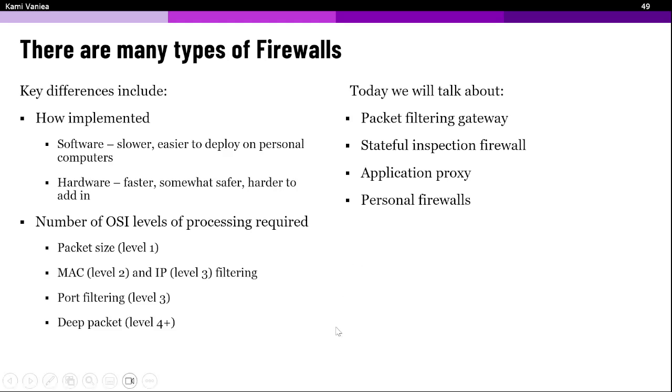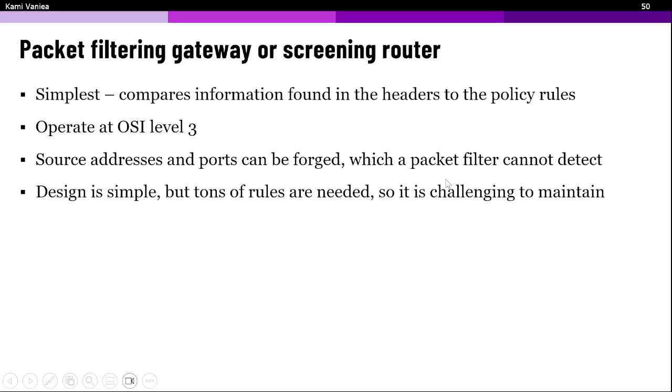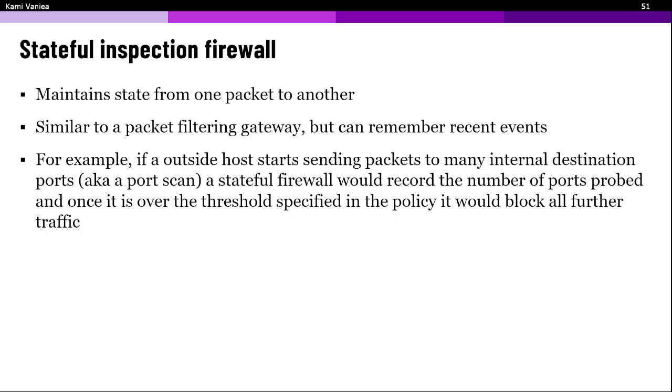And this is why we have a whole pile of these. We have packet filtering gateways, we have stateful inspection, we have application, and we have personal firewalls. So a packet filtering gateway is the simplest. It's operating around OSI level 3. It just looks at the source destination. It looks a lot like that table I just showed you. A stateful inspection firewall now has a sense of things like TLS or TCP connections.